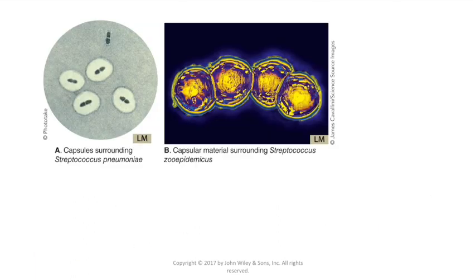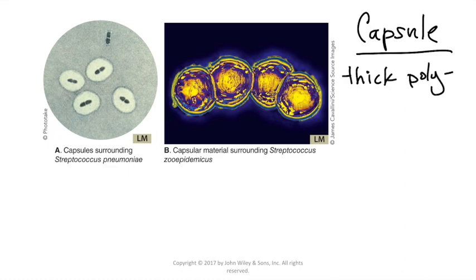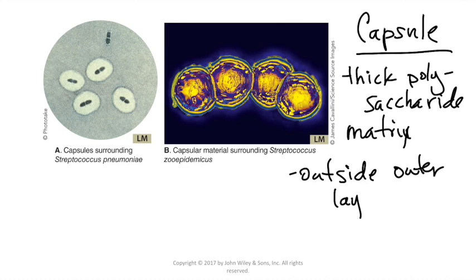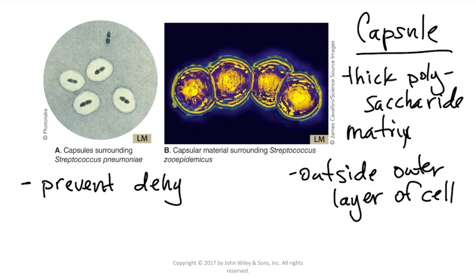The final external structure that we're going to talk about is known as capsule. Capsule is a thick polysaccharide, lots of sugars, matrix that will sit outside of the last layer of the cell. For gram-positive cells, that would mean outside of the cell wall. For gram-negative cells, that would mean outside of the outer membrane. Capsules are very, very thick. They are highly structured, and they provide a number of benefits. One of the first is that they can prevent dehydration. A second is that in the body, they can prevent the bacteria from being recognized by the immune system.